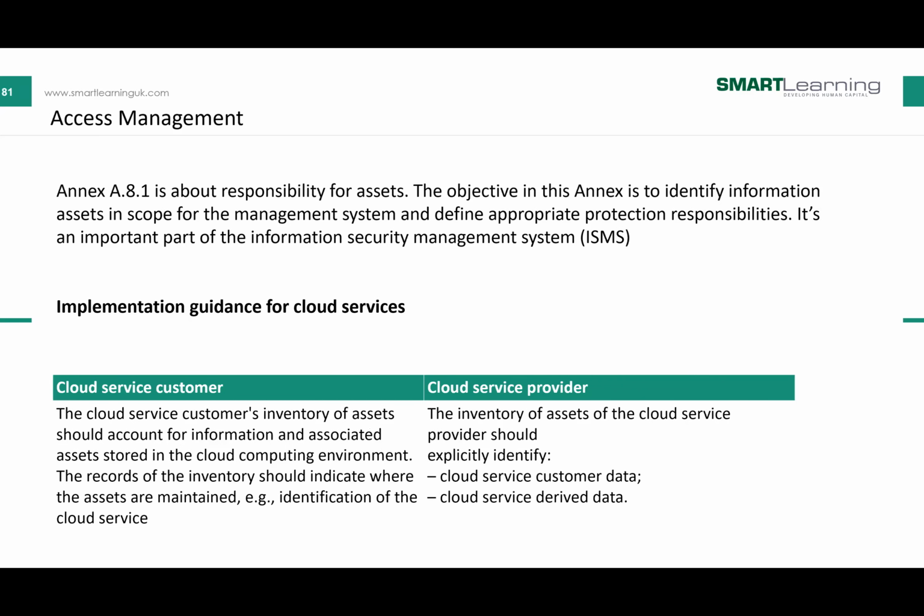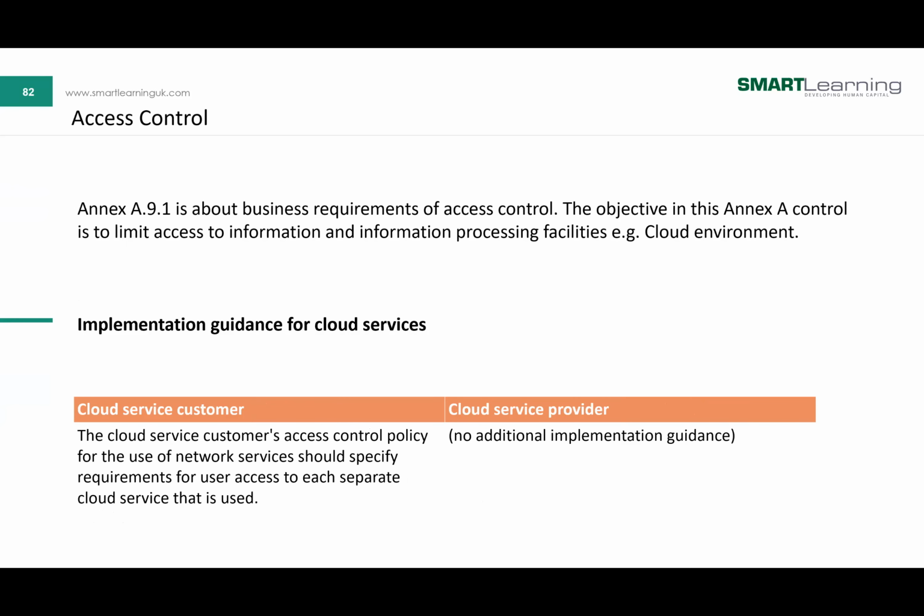And then we have access control. Annex A 9.1, and this is about the business requirements for access control. And the objective of this control is to limit who has access to your processing facilities, which is the cloud environment. And this is what we were alluding to when we talked about the certification. Remember, the first control was to delegate or allocate responsibilities on both sides.